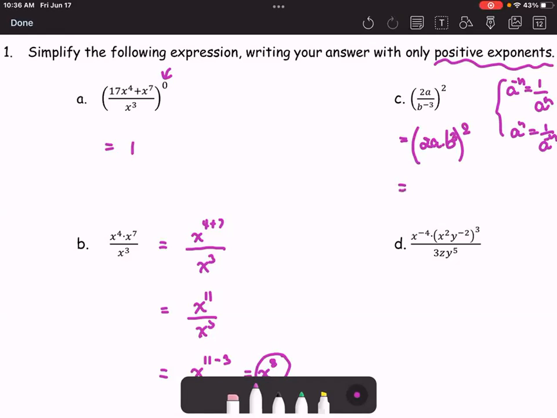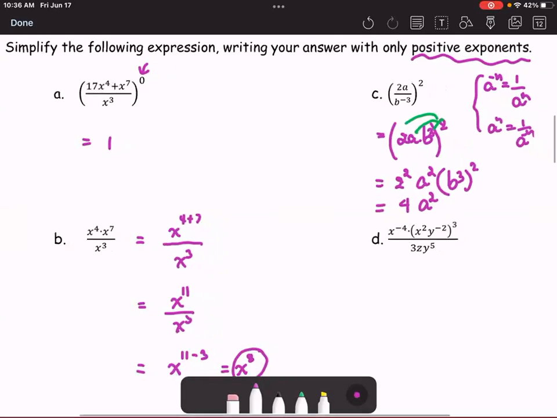So right now you have 2 times a times b to the third, all together raised to the second power. Next, we're going to distribute the power to each factor. It's going to be 2 to the second times a to the second times b to the third, quantity to the second power. Simplify one at a time. 2 to the second is 4. a to the second stays as a to the second.